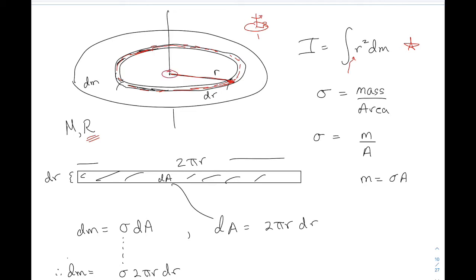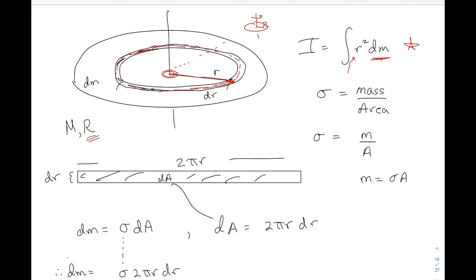So here I have a little thin ring, and I'm going to integrate it all the way out to the end. Here's a snapshot of it when it's somewhere on the disk. So r is the distance out to the mass element dm, and I need to integrate that mass element. So I'm integrating r squared dm.